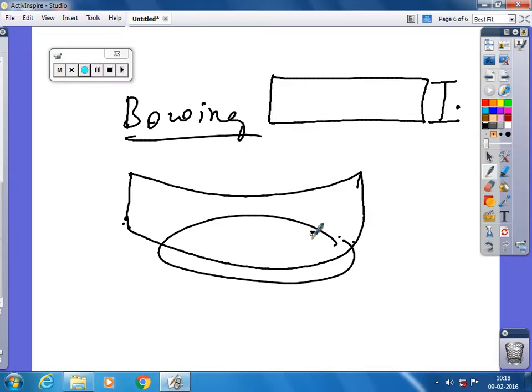And note down for cupping, when the warping takes place across the width of a timber board, then it is known as cupping. Across the width of a timber board, then it is known as cupping.